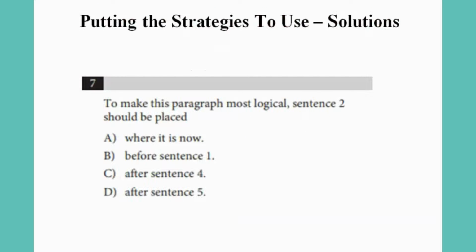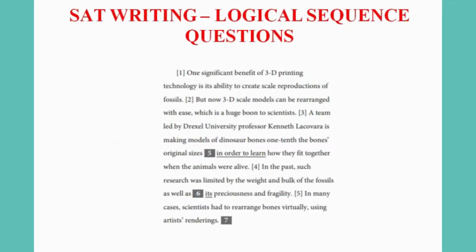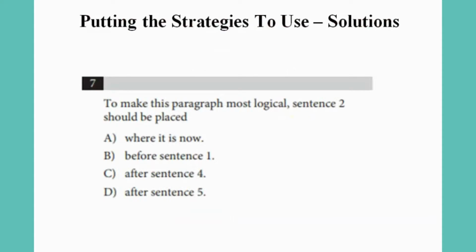Let's look at option C, after sentence 4. Let's read sentence 4. In the past, such research was limited by the weight and bulk of fossils as well as its preciousness and fragility. So it's just talking about the research being limited. That's it. We don't have the context of models being rearranged with difficulty. Okay, so option C can also be eliminated.